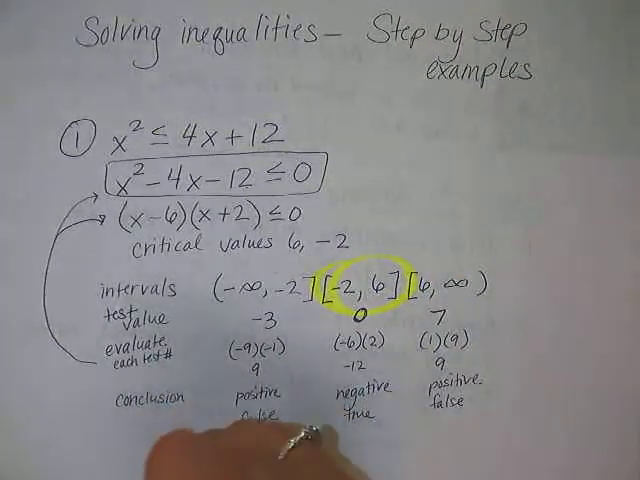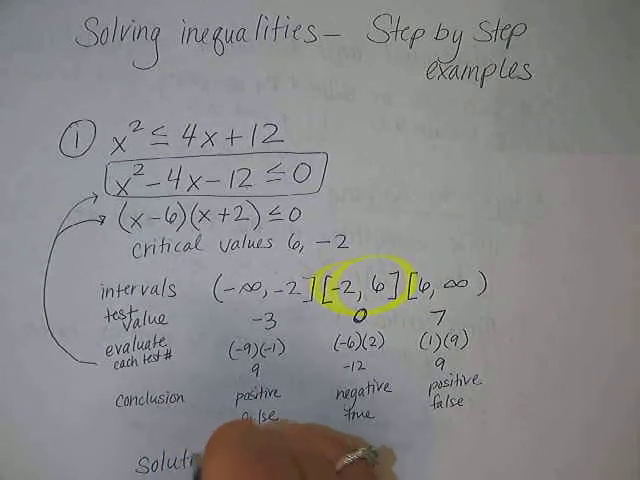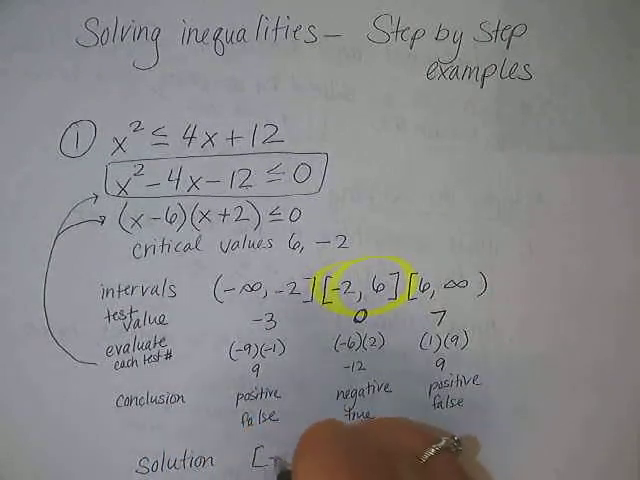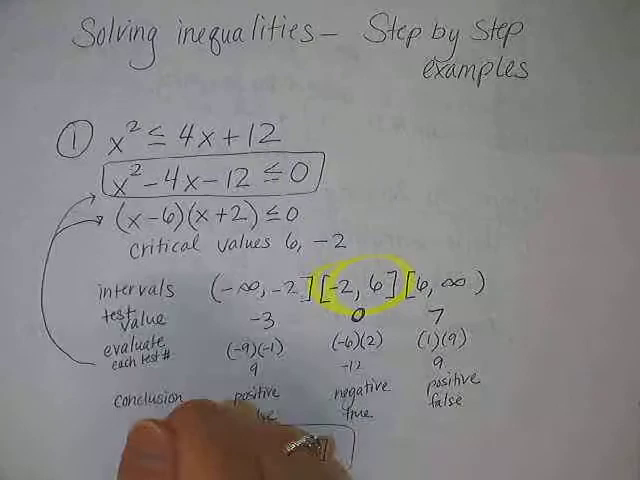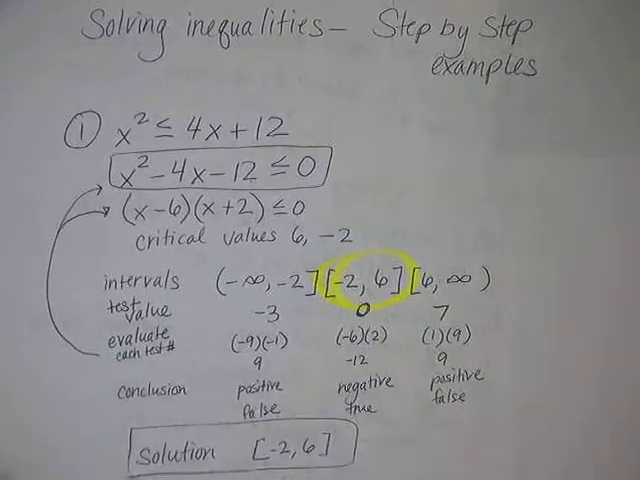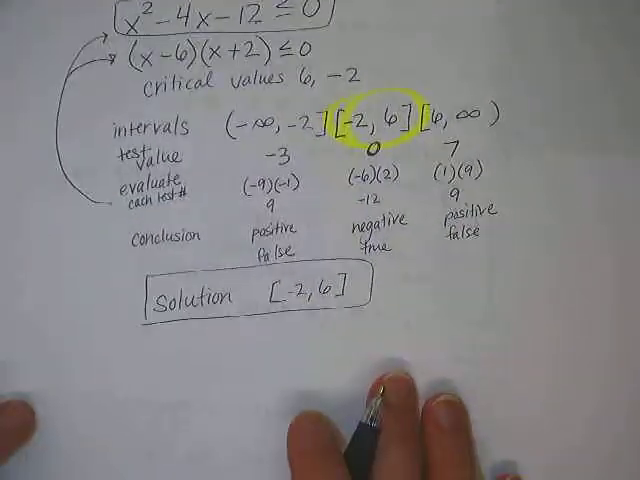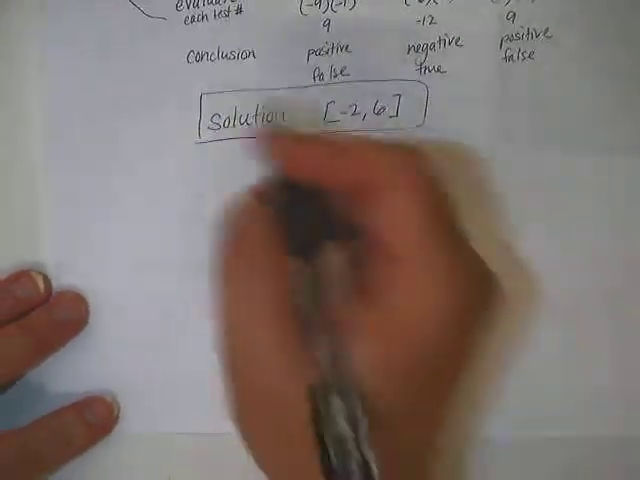That means that our answer is this interval right here. So now we just simply write down our solution to this inequality as -2 to 6. That is the x value that satisfies the inequality. Let's look at another one.